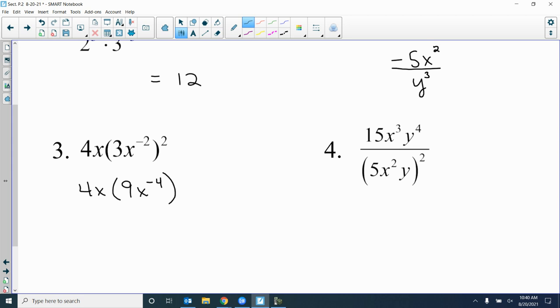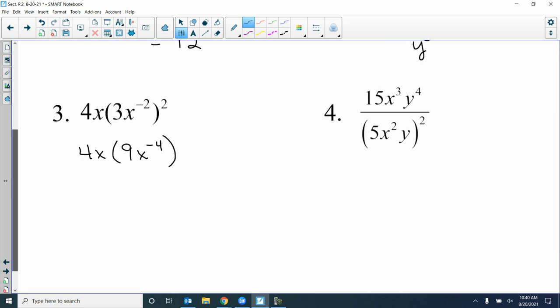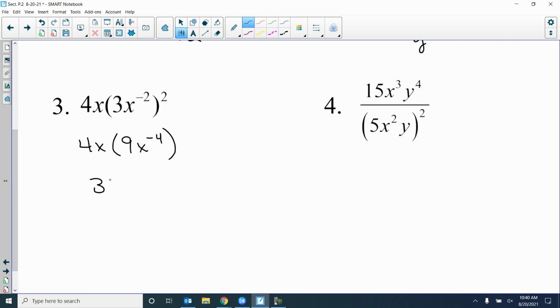All right, once you have that taken care of, now I can just follow my rules. This is 4 times 9, which is 36. This is 2 terms multiplied together, it means you add their exponents. It'd be 1 plus negative 4, which is negative 3. And we would end up with 36 over x cubed. Once you're done with that, there's nothing else.